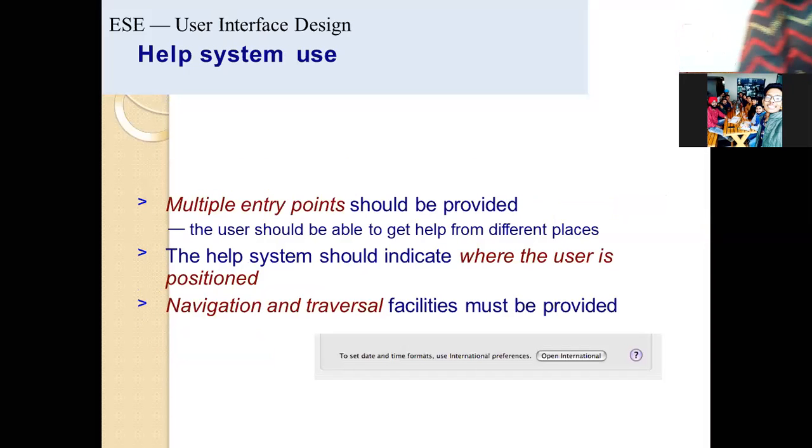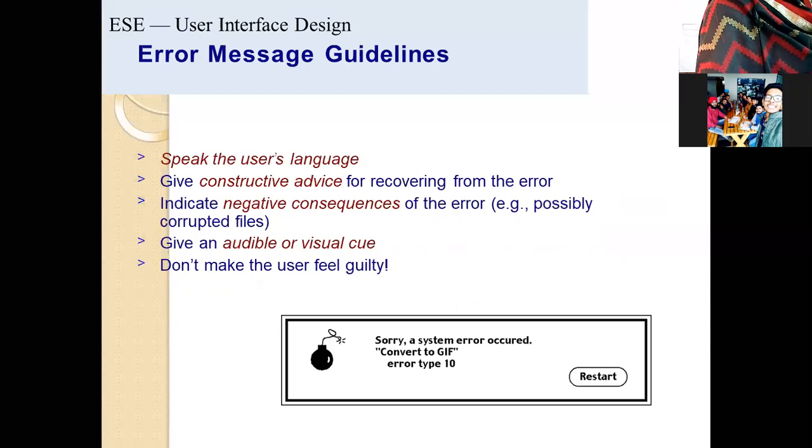Help system use. If you are using any help system, multiple entry points should be provided. The user should be able to get help from different places, so there should be online help, a user guidance manual, or any person or help center. The help system should indicate where the user is positioned. Navigation and traversal facility must be provided in case of help system use.